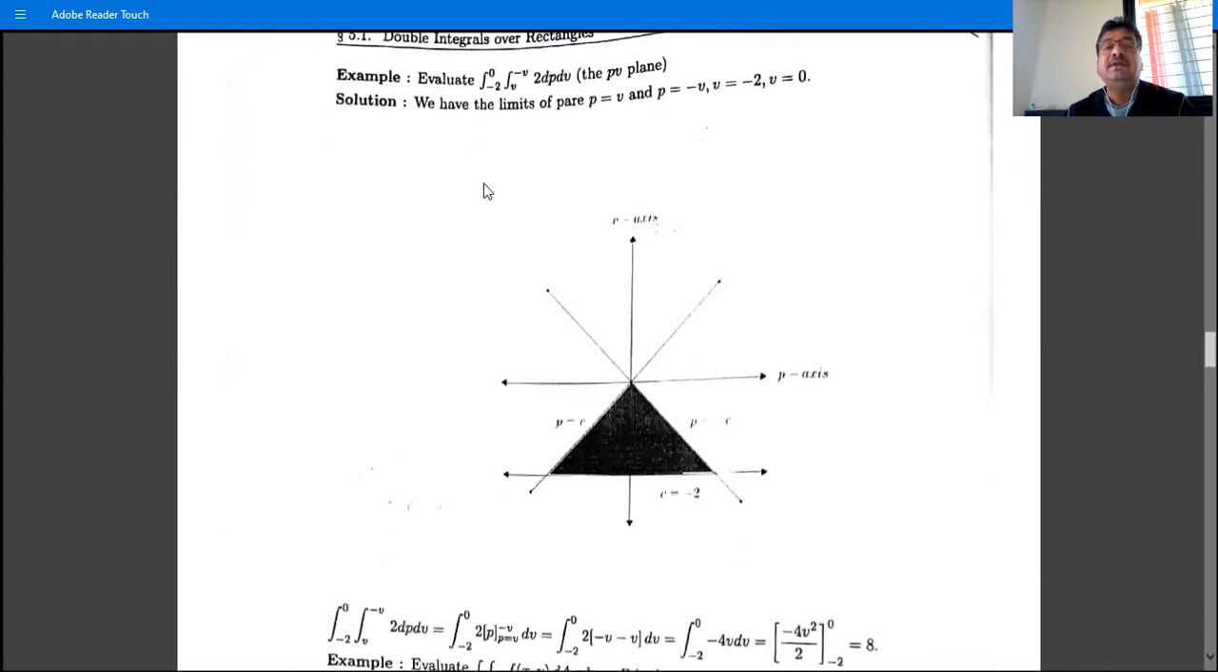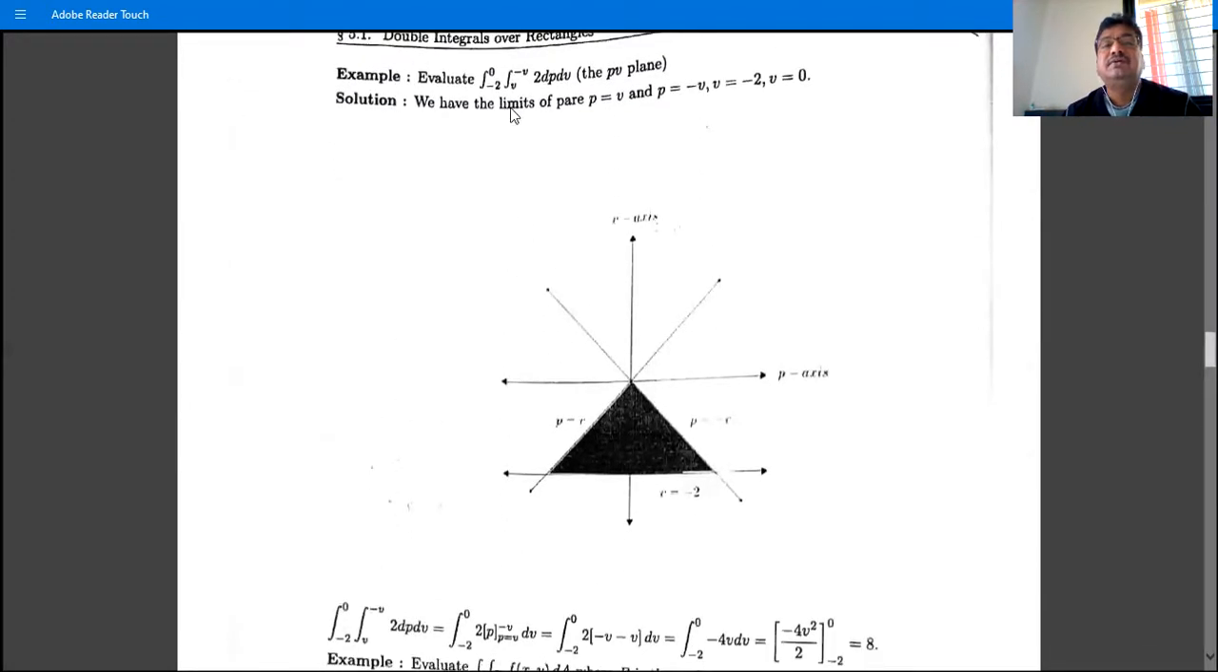Then evaluate the integral from minus 2 to 0, integral from v to minus v, 2 dp dv. So this is the PV plane. In place of p we can use x, and in place of v we can use y. So this is the PV axis, p axis, v axis. Instead of x axis and y axis, we draw x axis as the p axis, y axis as the v axis, and then draw the figure.